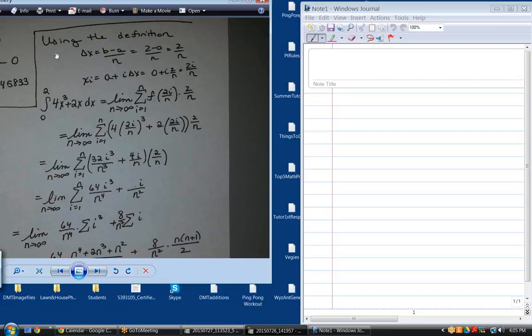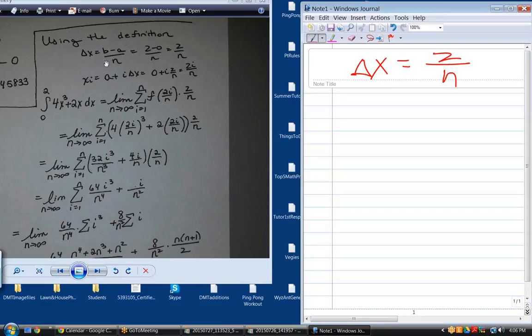So the way you always start out a sigma definition is figuring out delta x. Well, delta x is one limit of integration minus the other. In this case, from 0 to 2 would be 2 minus 0 is the numerator. And we're going to divide that area up into n rectangles. So the width of each rectangle is 2 over n. So delta x is 2 over n. That's always the first step.